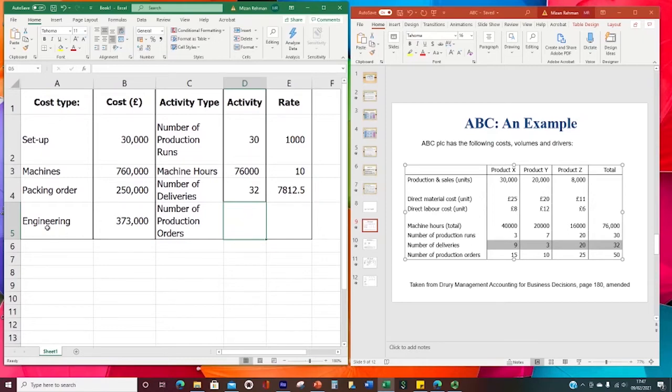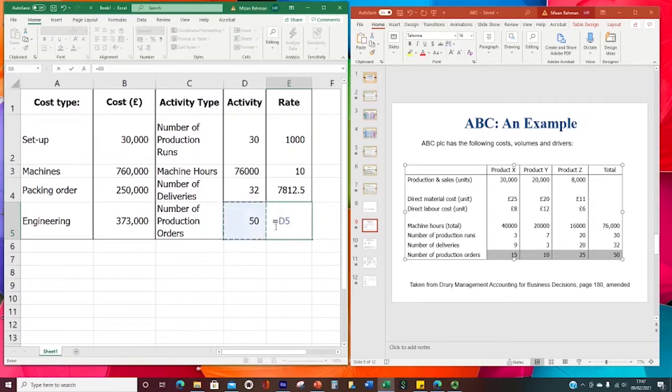Next one is our engineering. So the cost of engineers and the related activities, I believe that would be based on production, number of production orders. So we got number of production orders as 50, and the cost per production order would be 373 divided by 50 is 7,460. To sum it up, every time we set up, it costs us 1,000 pounds.